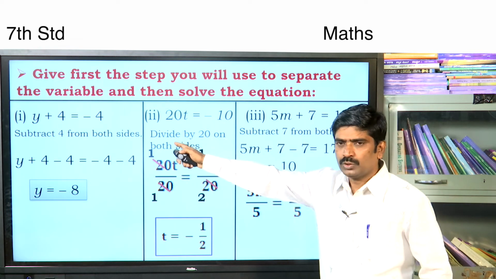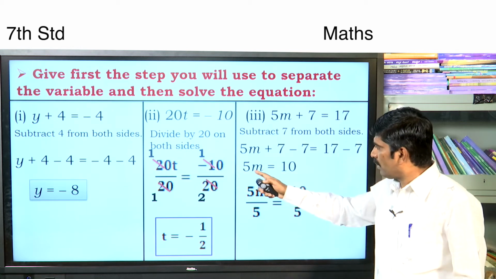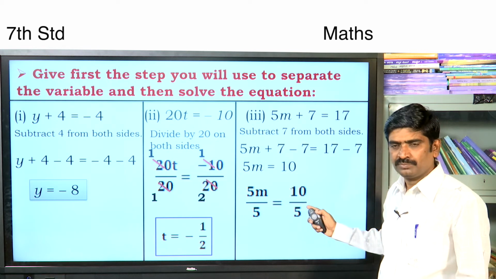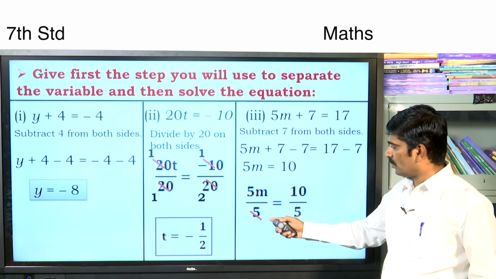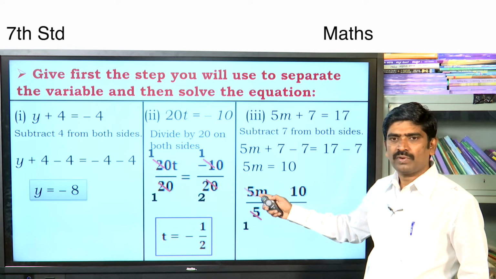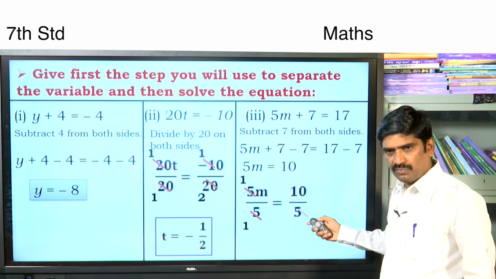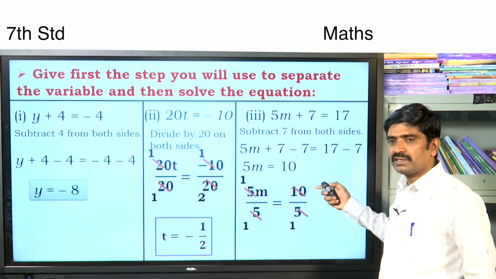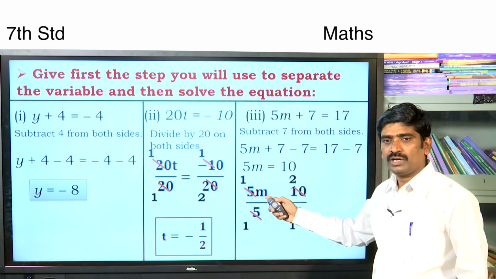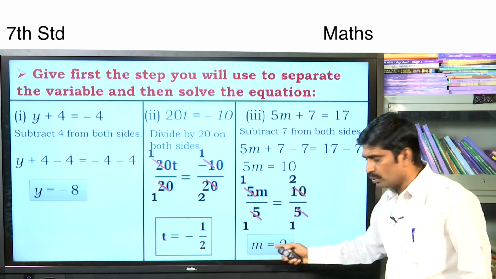Then what do we do? Divide by 5 on both sides. Then what happens? 5 ones are 5, 5 ones are 5. Then 5 ones are 5, 5 twos are 10. What is remaining here? Only m is remaining. Therefore, m is equal to 2.